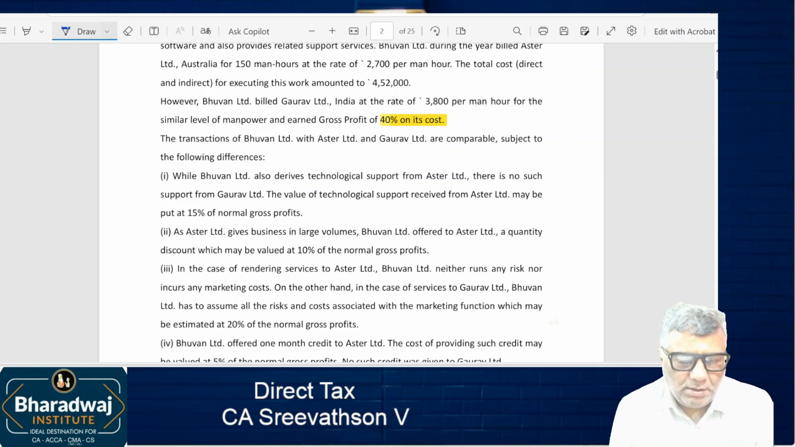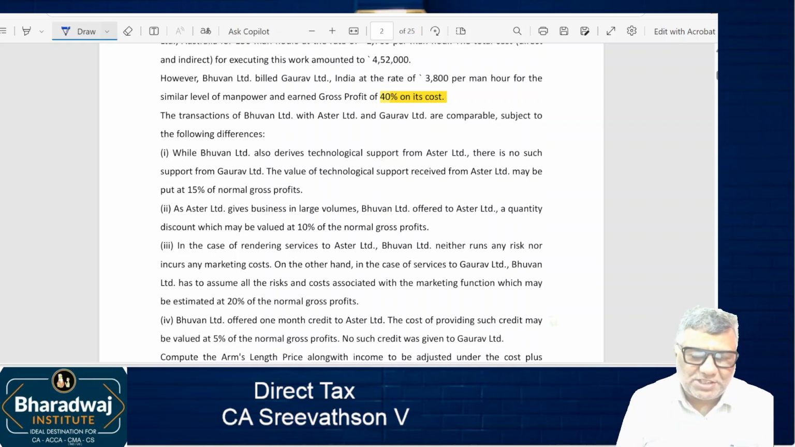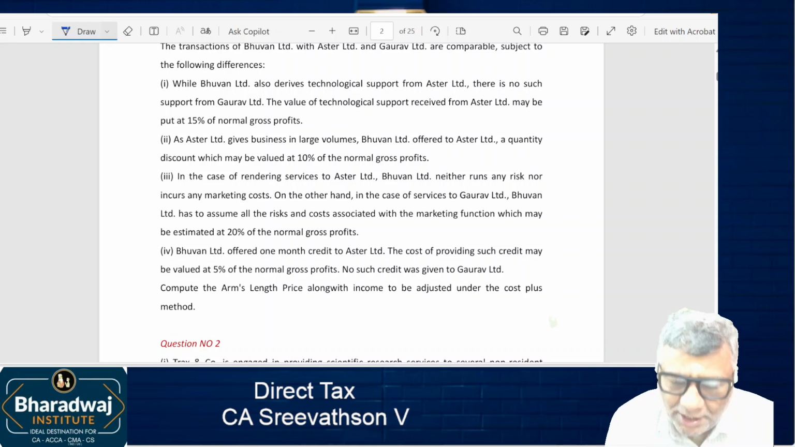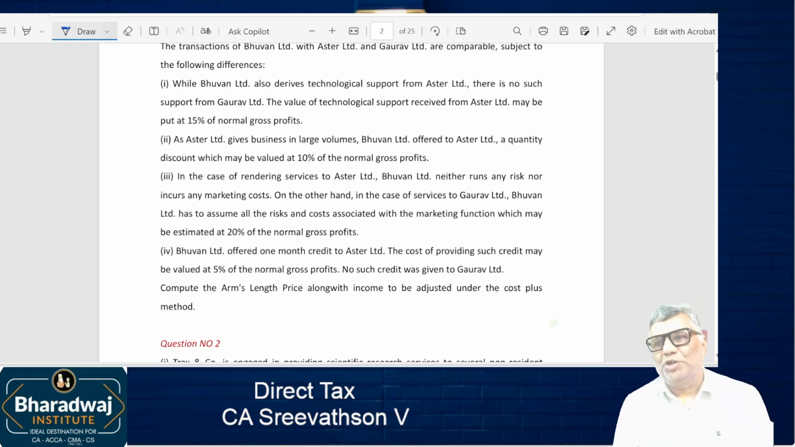Aster gives business in large volume. A quantity discount of 10% is normal. In case of rendering service to Aster, Bhuvan neither runs risk nor incurs any marketing cost. On the other hand, in the case of Gaurav Limited, Bhuvan has to assume all the risk and associated marketing cost, which is 20%. Bhuvan Limited offered 1 month credit to Aster. The cost of providing such credit is 5%. No such credit is offered to Gaurav Limited. Compute ALP.